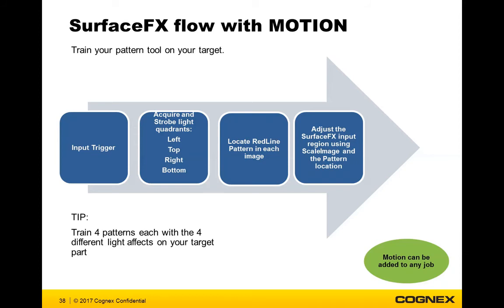So SurfaceFX doesn't see that motion. It just sees 4 images with the effects that I want that I'm going to use in order to extract the features that I want. And again, after you do that in scale image, you're going to pass the scale image to SurfaceFX, and SurfaceFX is going to give you that image that you want.